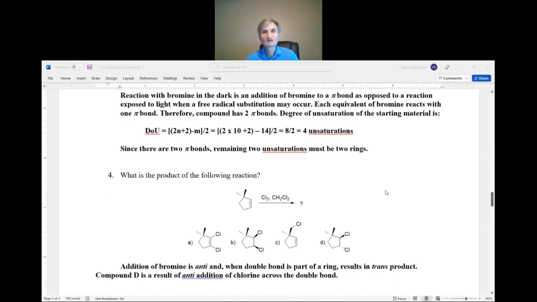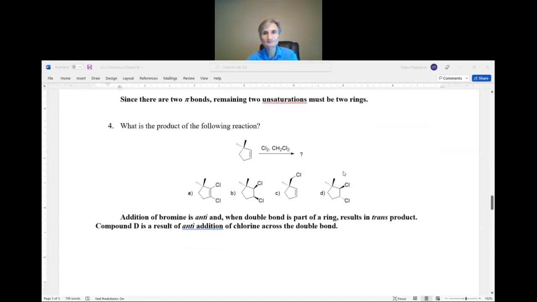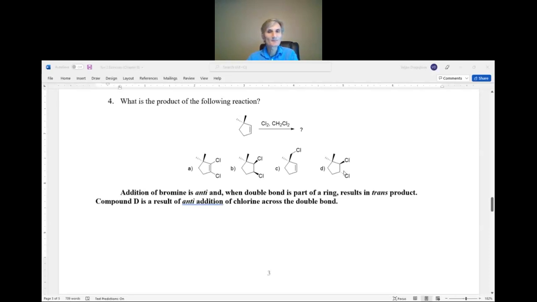So hopefully you know how to do calculation of degree of unsaturation. And again, don't forget halogens. This is overlapping chapter 8 and 9. In chapter 8, you learned how to do calculation of degree of unsaturation. And then in chapter 9, we covered specific reactions that identify pi bonds as unsaturations. And those reactions are typically addition of bromine or catalytic hydrogenation.